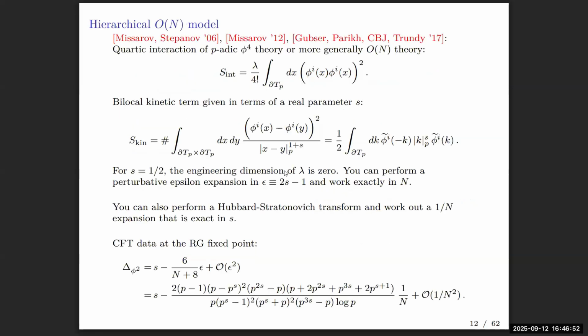Okay, and so these are just rough facts, and we won't be talking too much about this model. So I'll move on to something more concrete. But let me just take this like the final step, right? And say that if you really wanted to, you could write down a phi to the 4th theory or an O(N) model defined in this weird hierarchical setting.